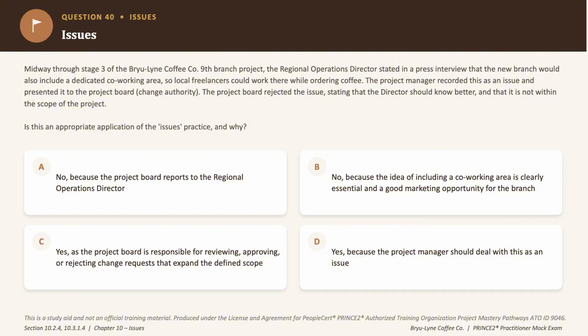Right, so with that, we move on to the next section, which is the issues practice. Okay, so question number 40, the drill will remain the same. Please read the question and try to solve it first before we do this together.